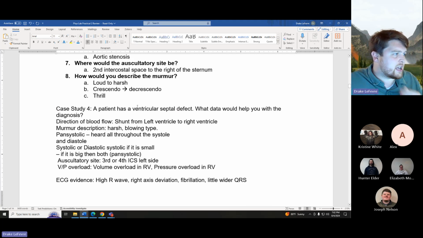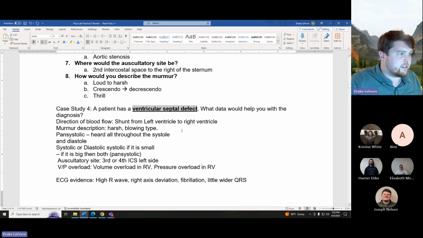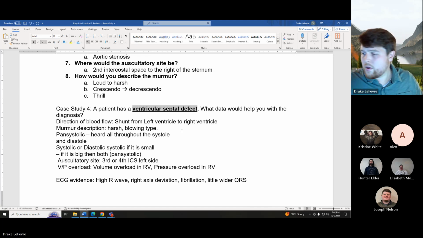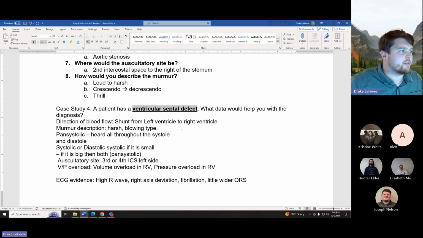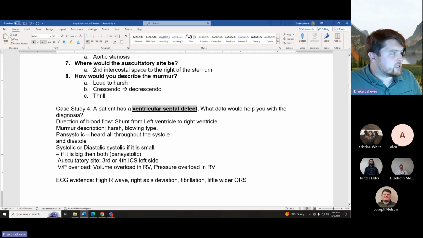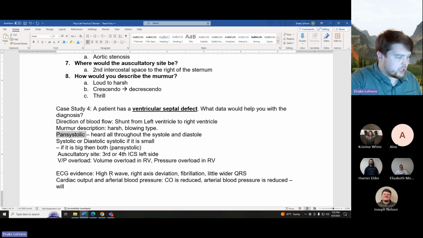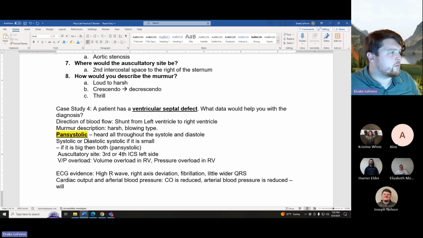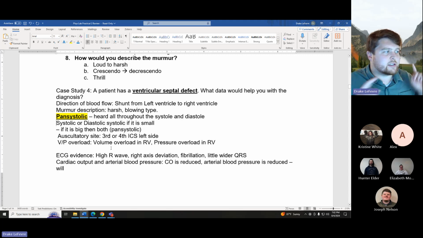Case study 4, a patient has a ventricular septal defect. Who can tell me what a ventricular septal defect is? There's a hole in between the ventricles causing backflow. Perfect. So what data would help you with this diagnosis? Looking at the direction of blood flow, murmur description, it's a harsh blowing type. It is what is called pansystolic, a very good vocab word for you to know. It's heard all throughout systole and diastole because in both cases it's running through.